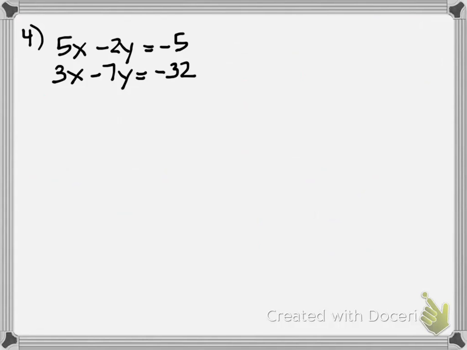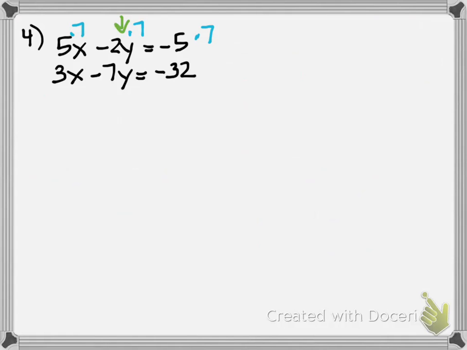Let's focus here on the y's. He says, if I want to get rid of the y's, why don't I just take the coefficients that are there and multiply the top equation by the coefficient of y from the bottom, and multiply the bottom equation by the coefficient of y from the top. So let's try that. Let's multiply the top equation by 7, because that's the coefficient on the bottom.